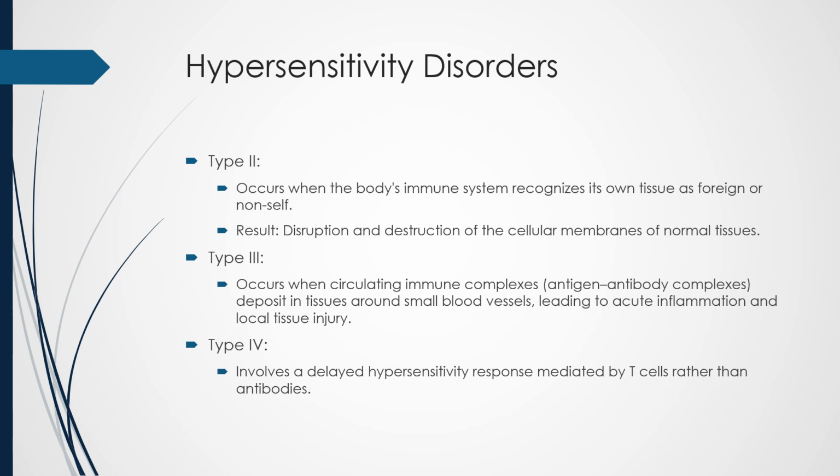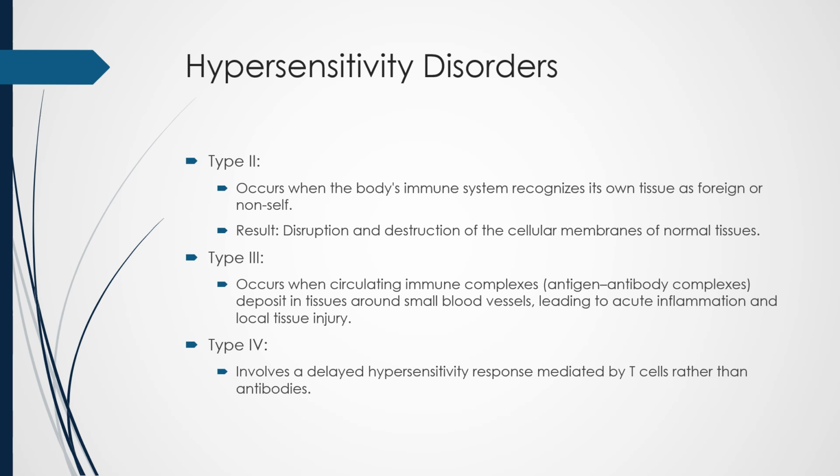Type 2 hypersensitivity or cytotoxic reactions to self-antigens occurs when the body's immune system recognizes its own tissue as foreign or non-self. It results in disruption and destruction of cellular membranes of normal tissues. Self-antigen disorders include blood transfusion reactions, hemolytic disease of newborns, autoimmune hemolytic anemia, and myasthenia gravis.